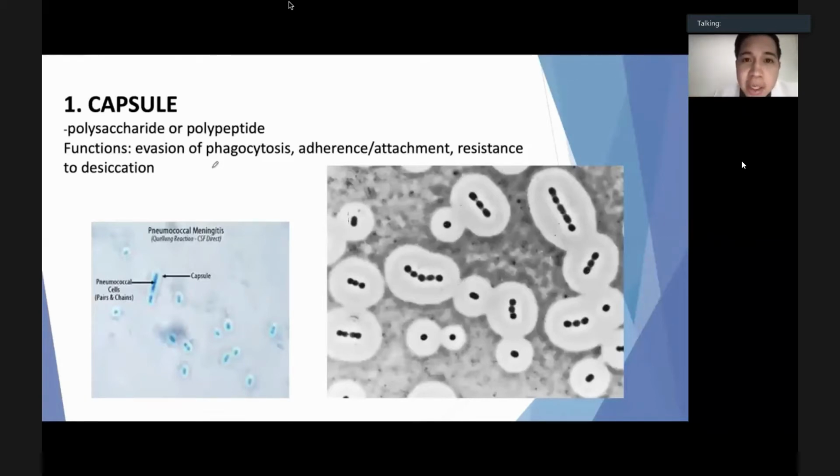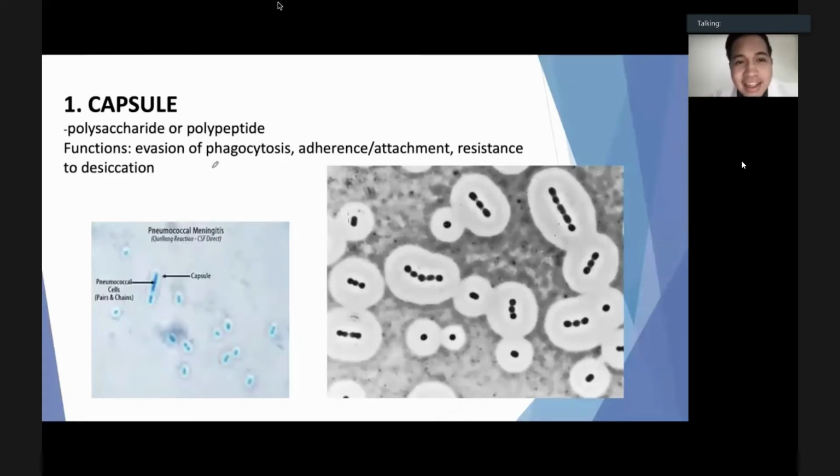But one thing is peculiar about its capsule because the capsule of Bacillus anthracis is not made up of a polysaccharide. It is made up of peptide units, specifically D-glutamic acid. Highlight that. Remember that. Always asked in the boards. D-glutamic acid po ang capsule ng Bacillus anthracis. Okay? And that also adds up to its virulence.